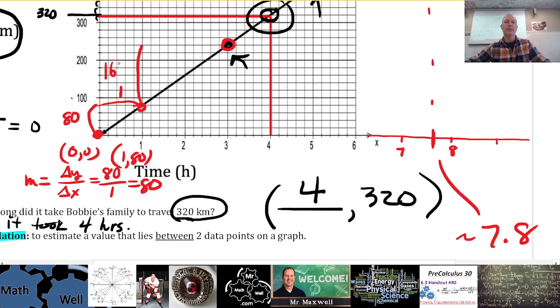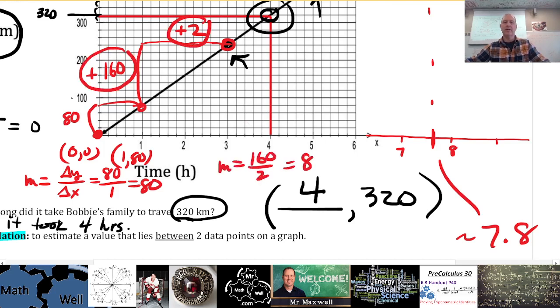That's 160, isn't it? Okay, so I have to go up 160 to get to the same level as this second point that I'm going to measure, and then I have to go over 1, 2 units. So what's 160 divided by 2? Yeah. You see how that gets us 80 as well?